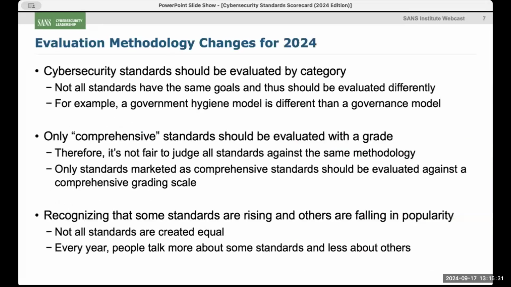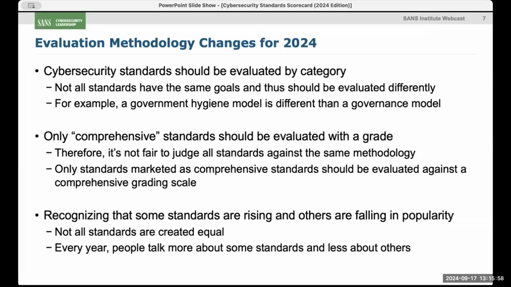One of the things that we realized when going into this year is that we wanted to make some changes to the mindset. And like I said, this is an annual study, and so you can definitely go back and look at previous years. I don't want this year's presentation to be a recap of every year up to this point, but there are some changes that we did go ahead and think about. One of the big things that we've been doing is understanding that these cybersecurity standards that we talk about need to be evaluated by category.